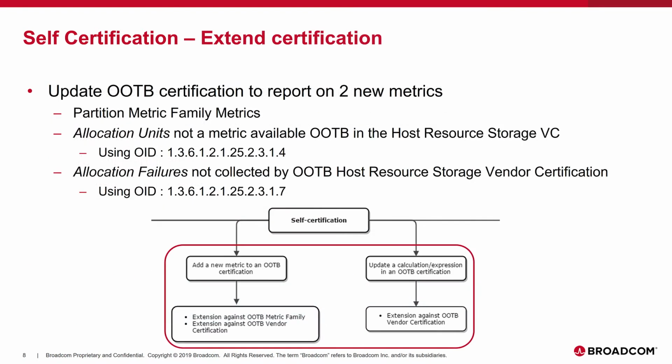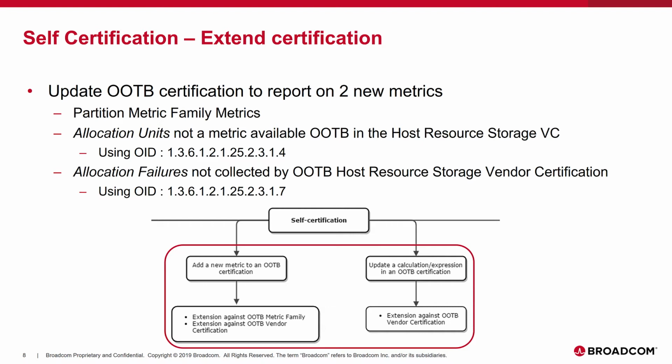All right, so what we'll do in the next few minutes is we'll go ahead and update an out-of-the-box certification to report on two metrics, right? Normally what you would find is you have a certain metric family or some certification where it's not providing you some data against some metrics, or some certain metric is missing that you want to pull, right? So these are a very common use case that we come across.